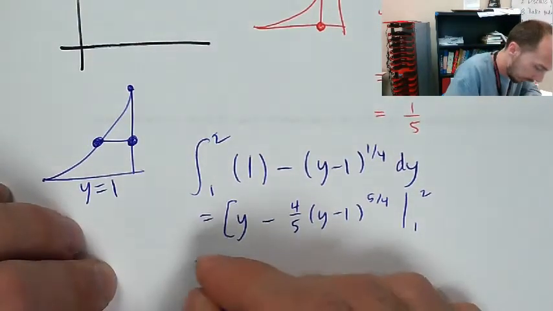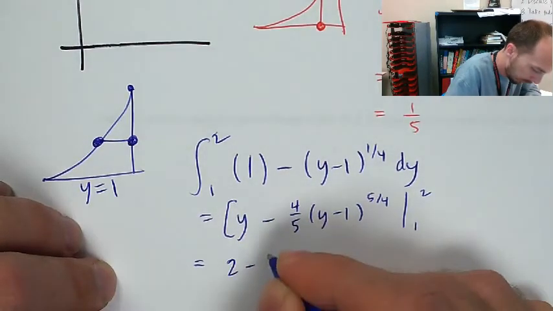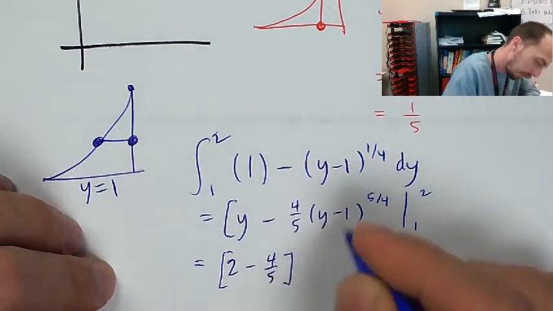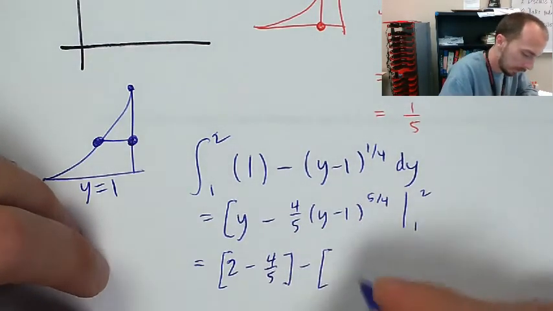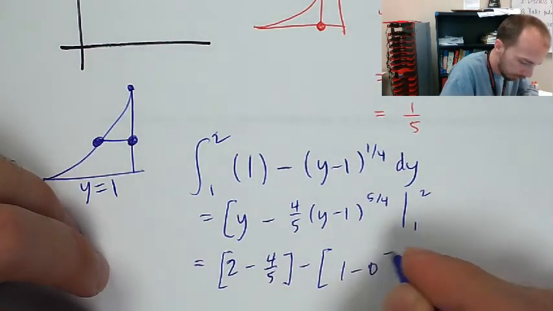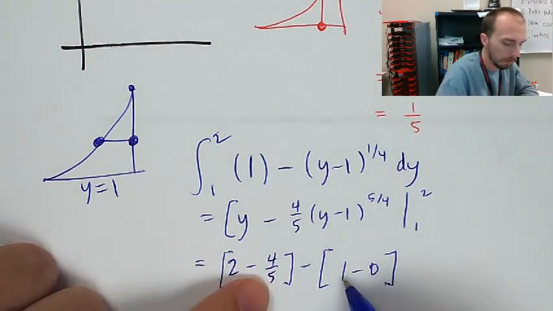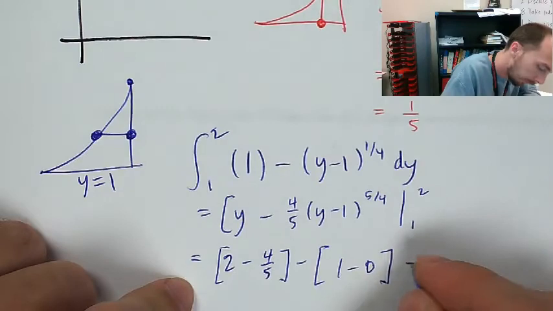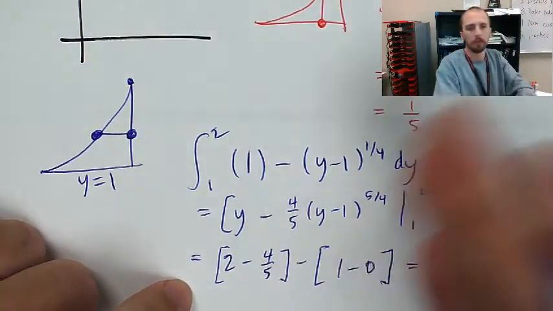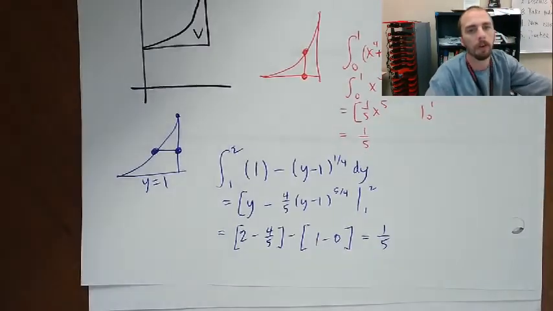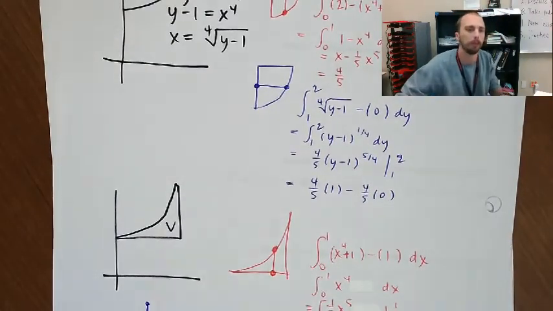Okay. So this is going to be 2 minus 4/5 minus 1 minus 0. And so in total, I've got 2 minus 1 is 1 minus the 4/5 is going to equal 1/5. So regardless, I'm showing that area is 1/5. And that's all for the extra practice for area between two curves. Thanks for watching.